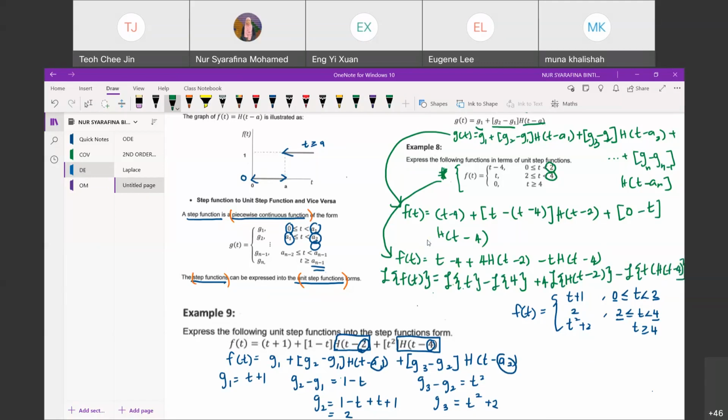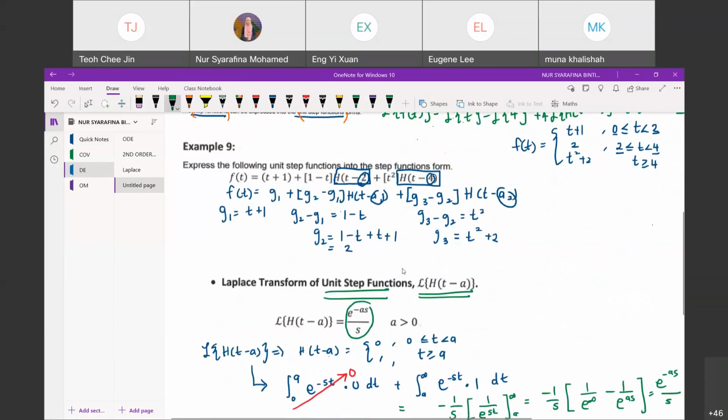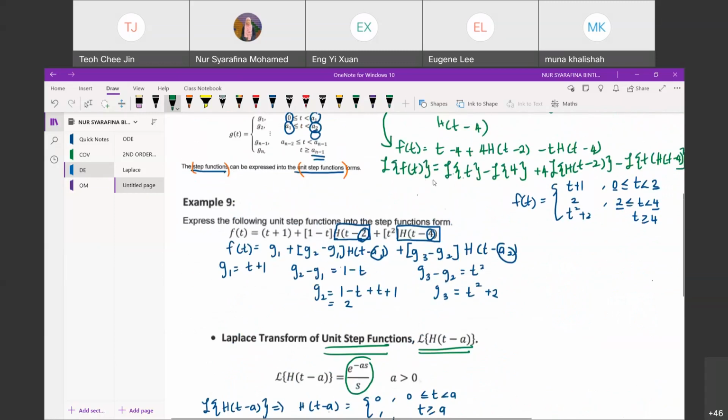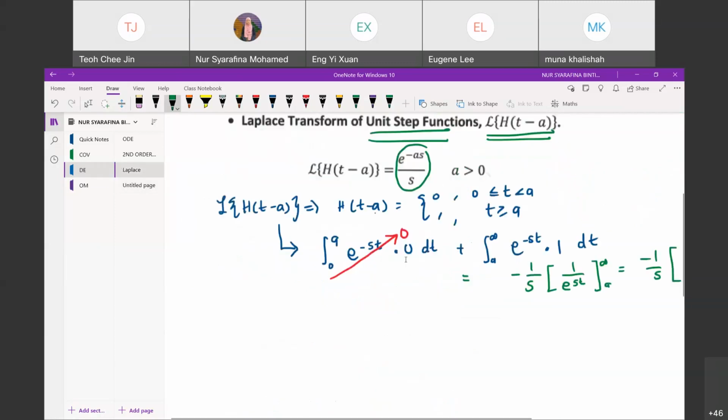So no need to transform by integrating one by one. You can apply the property of transforming the unit step function here, where the transform of h(t minus a) is e to the power minus as over s. Directly based on the table here, you have t equals 1 over s squared, 4 equals 4 over s. h(t minus 2) becomes e to the power minus 2s over s, times 4. This one, we are going to use the second shifting property after this. Here, you need to integrate one by one, just like we did in our previous example.